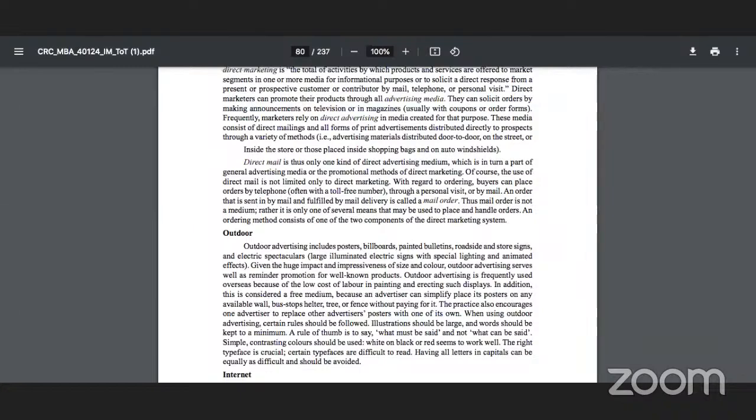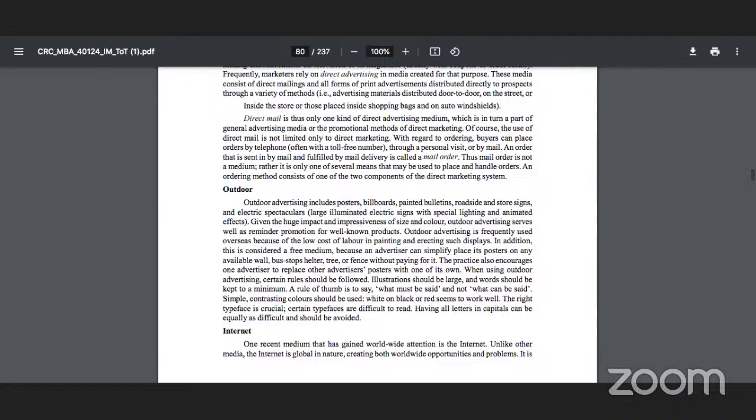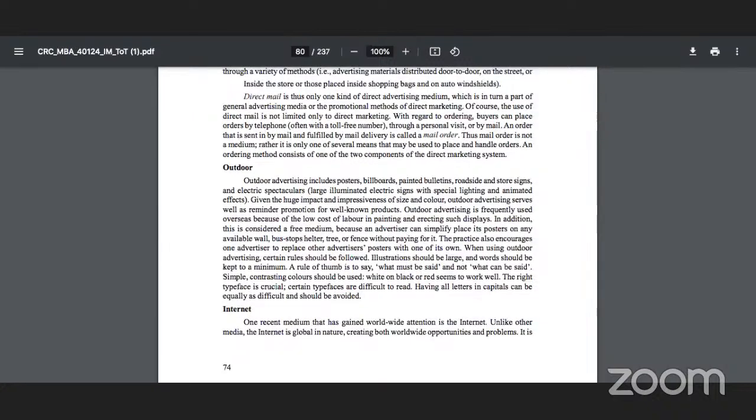So mail order is not a medium. That's what we need to understand. Rather, it is only one of several means that will be used to place and handle orders. An ordering method consists of one of the two components of the direct marketing system. So now let's move to outdoor.